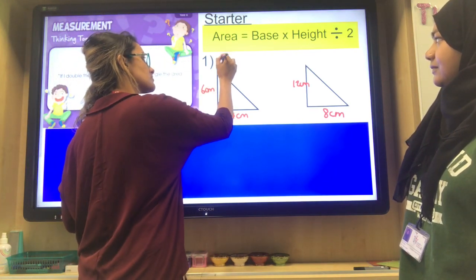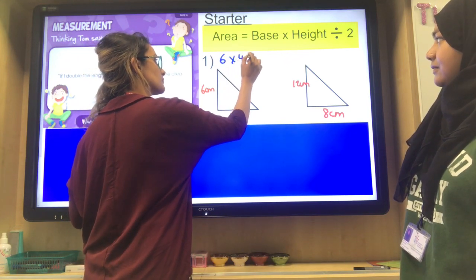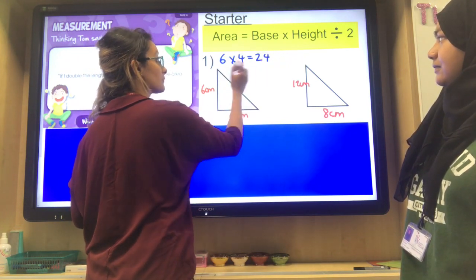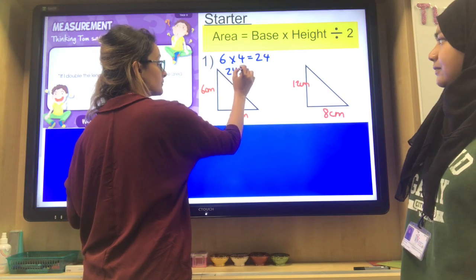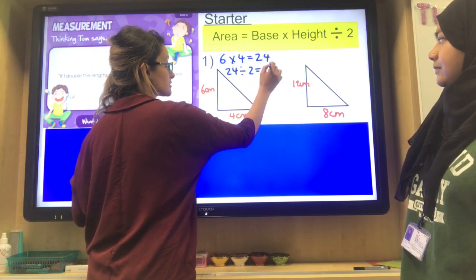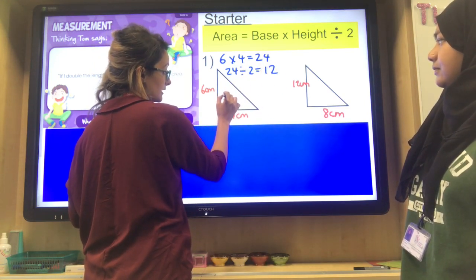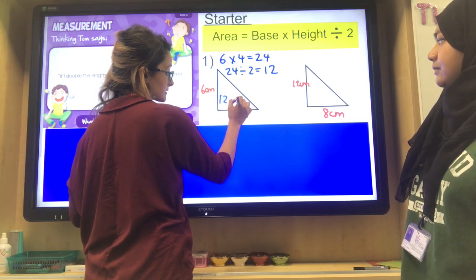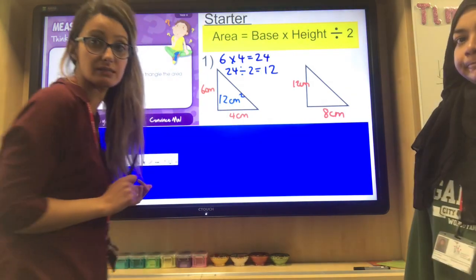So to calculate the area of this triangle, I'm going to do 6 times 4, which gives me 24, and then I'm going to divide it by 2, or half it. So 24 halved, or divided by 2, gives me 12. So the area is 12 centimetres squared, because don't forget it's units of measurement.